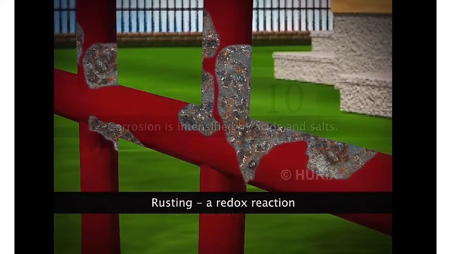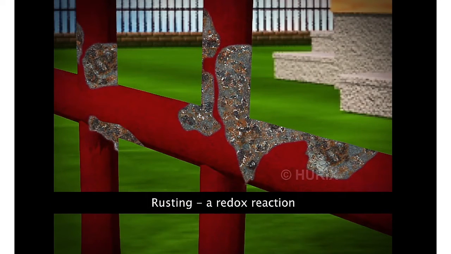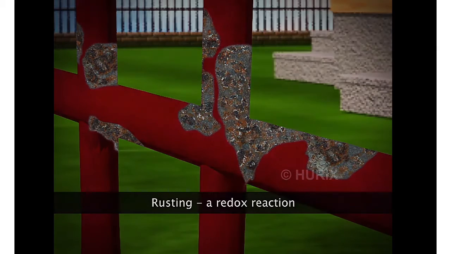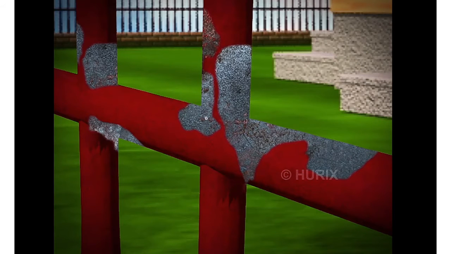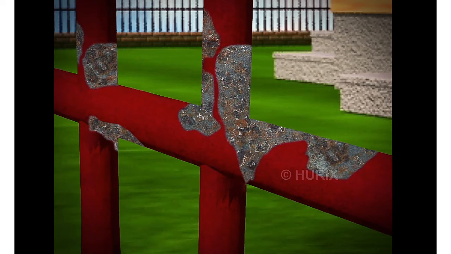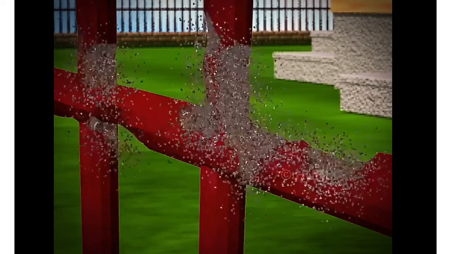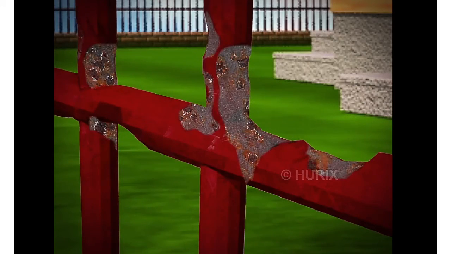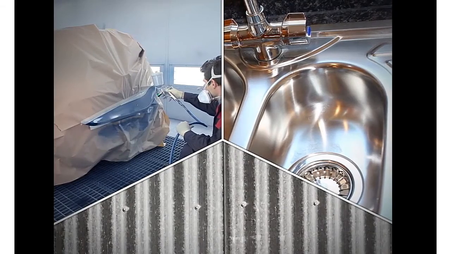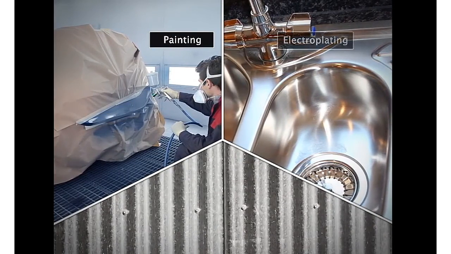Rusting is a redox process. Iron is oxidized to iron 2 oxide and finally to iron 3 oxide. During the rusting process, iron is corroded and pits are formed in it. This is called pitted corrosion. It affects strength of the material. We can prevent corrosion by painting, electroplating, or galvanizing.